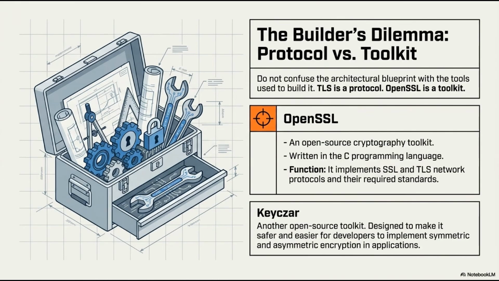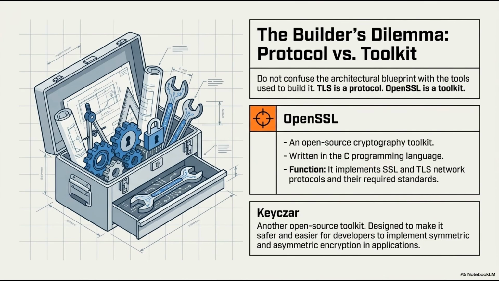Right. OpenSSL is an open source library written in the C programming language. It actually implements the SSL and TLS protocols. It executes the required cryptographic standards. Yes. It is the physical code, the wrenches that developers use to actually build the secure pipe. That makes so much sense. The slide also briefly mentions Keyczar. Yeah, Keyczar is another open source toolkit. How is it different? It's designed to make implementing symmetric and asymmetric encryption easier and safer for developers. It abstracts away some of the complex math so developers don't make mistakes.